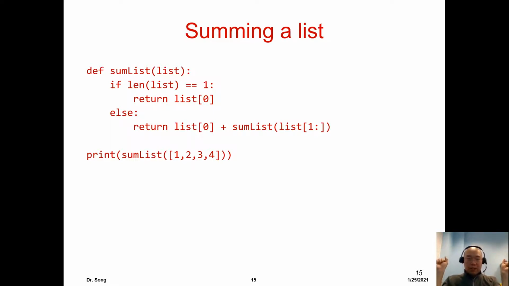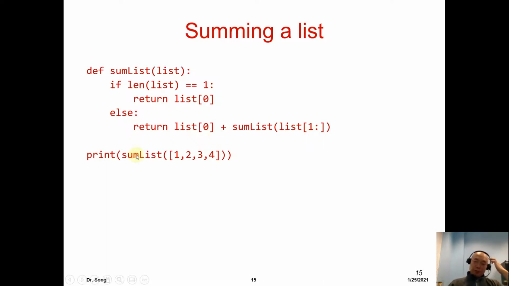Let me repeat. If the length of the current list is greater than 1, then I'm using one hand to hold the first value, and then I'm using the other hand to get the sum of all the remaining values. Then I add them together. So that is the first item plus a recursive call, sum list of the rest of the values, and this is a slice from 1 all the way to the end.